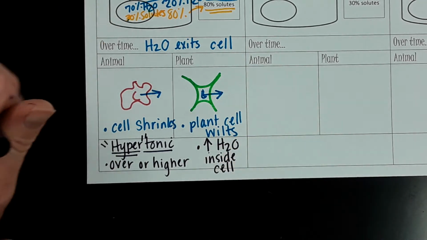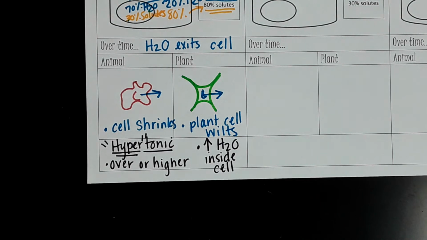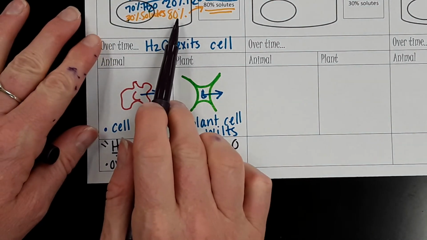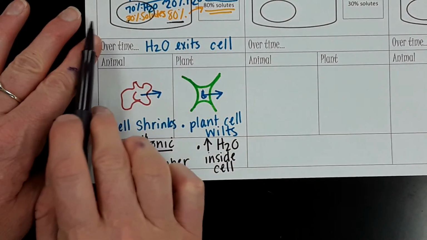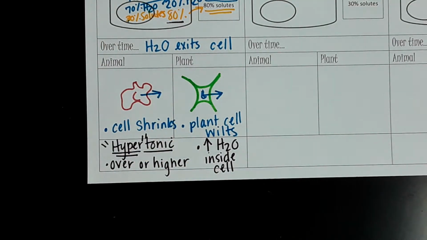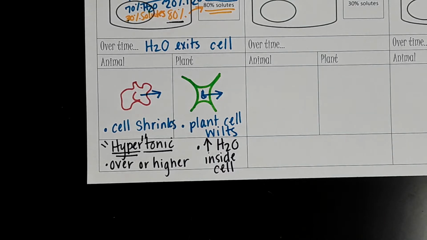So the water concentration is higher inside of the cell, so the water moves out. The solution has a higher solute concentration, so the water moves out to balance it out, because it's always trying to keep everything at equilibrium. All right, so this is a hypertonic solution. The cell is going to shrink.